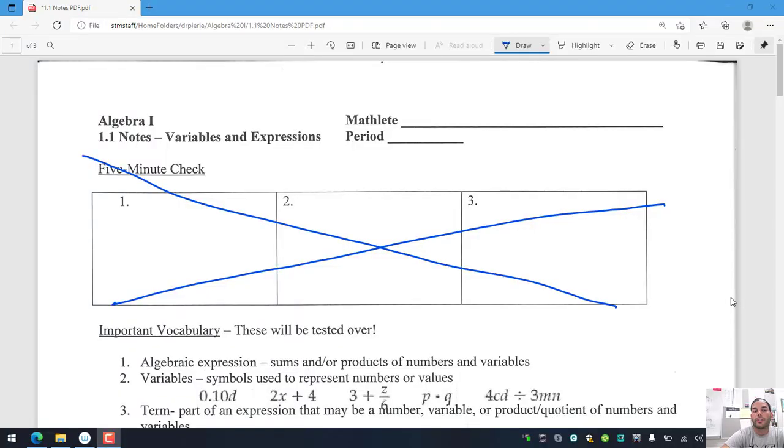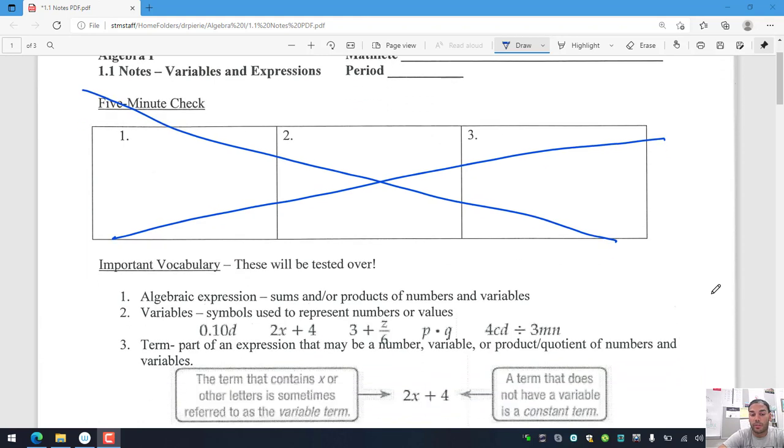All right, guys, so this is the first section of notes for Algebra 1. It's over variables and expressions. And the purpose of this section is to get you guys more comfortable with the language and, I guess, the symbols you guys are going to see throughout the duration of this course. It's a little bit different. It's not much actually concrete math. It's more about getting familiar with the language that you guys are going to see.